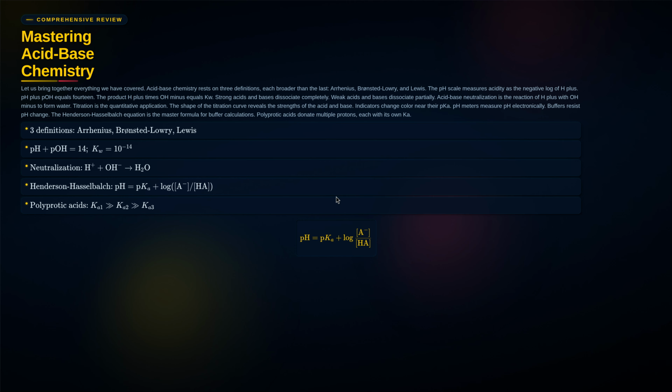Acid-base neutralization is the reaction of H plus with OH minus to form water. Titration is the quantitative application. The shape of the titration curve reveals the strengths of the acid and base. Indicators change color near their pKa. pH meters measure pH electronically. Buffers resist pH change. The Henderson-Hasselbalch equation is the master formula for buffer calculations. Polyprotic acids donate multiple protons, each with its own K.